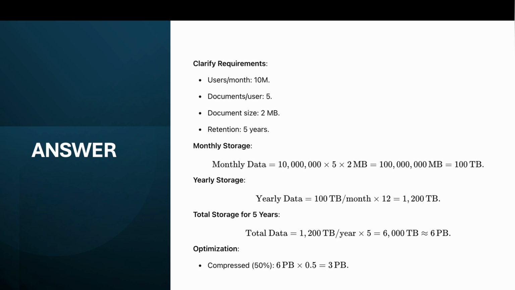Users per month, 10 million. 10 million, 6 zeros. Remember, these zeros I always emphasize because these numbers, the triplet zeros, play a very crucial role. Documents per user, 5. Document size, 2 MB. Retention period, 5 years.